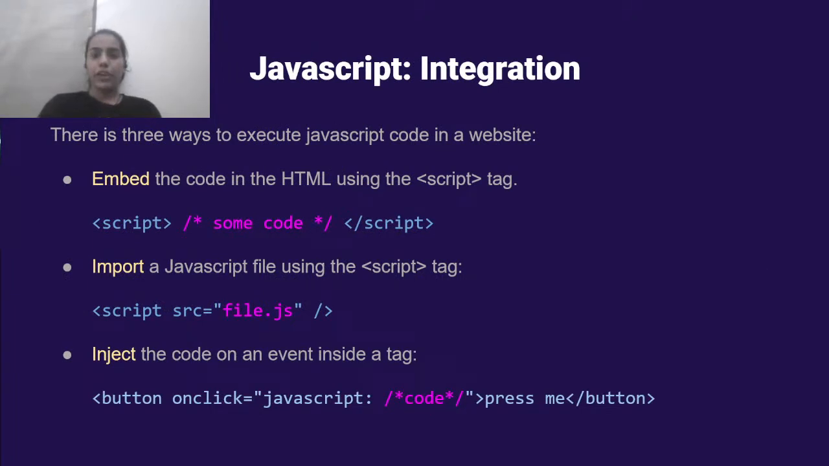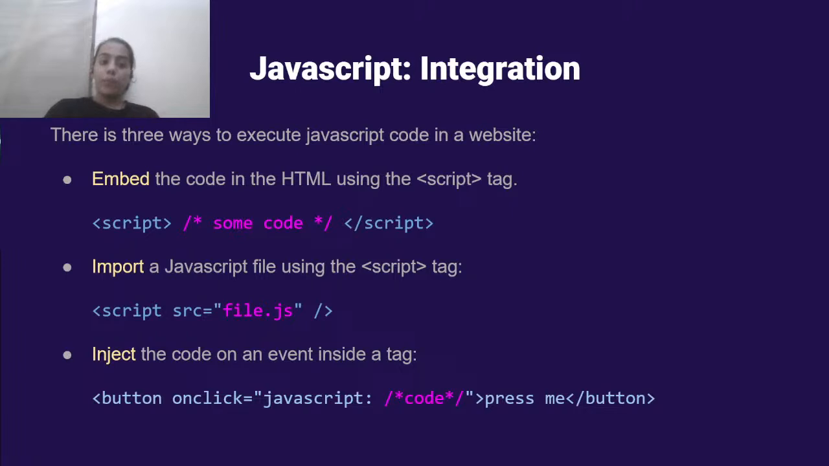Moving on, let's look at how we can integrate JavaScript into our website. So, like CSS, we have three ways to execute JavaScript code in a website. First, we can embed it in the HTML using the script tag. So within the same HTML document, we can use the script tag, write some code, whatever we want JavaScript to do, whatever interactivity we want our website to have. And in the same document, we can execute it.